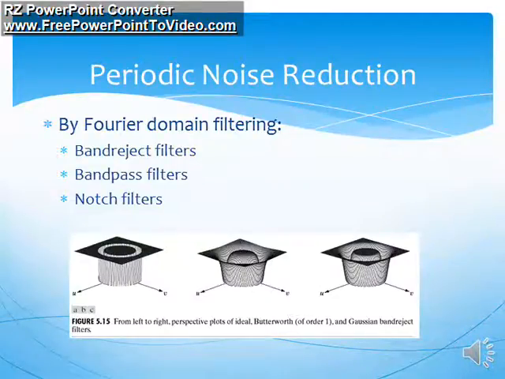So this is periodic noise reduction. This can be done by Fourier domain filtering. Here we can see 3 types of filters. One is known as band reject filters, then band pass filters, and the last one is notch filters. From left to right, perspective plots of ideal, Butterworth of order 1, and Gaussian band reject filters have been depicted, as clearly mentioned here.